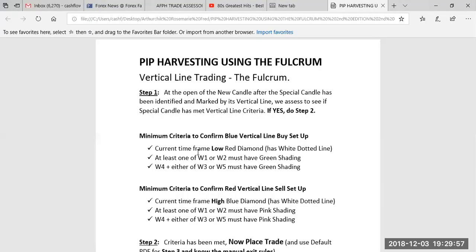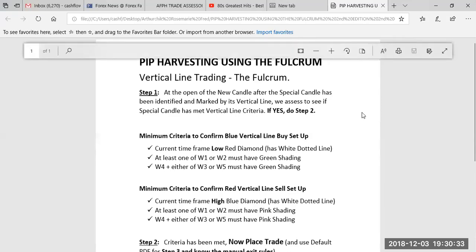Let's pick this one. Okay, so you can all see the new PDF, pip harvesting using the Fulcrum. As the title suggests, pip harvesting comes from Diamond Pip Harvester, where yes, we are using diamonds more often. And once we've got a confirmed VL, we can actually use the diamonds to help us navigate the timely entries, and also for profits. I'll show you the profit side of the diamond, which is a characteristic of the Diamond Pip Harvester.